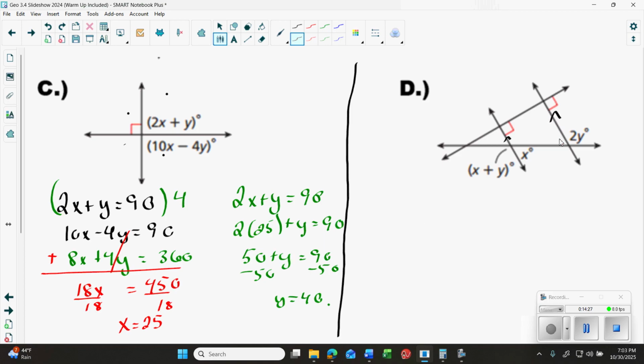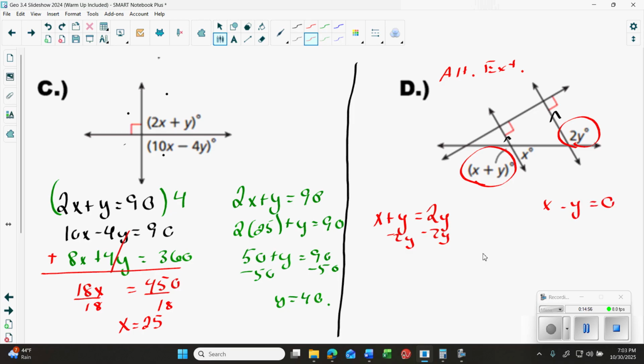There you go. That's going to open up some things. Starting off, let's start with this angle and this angle for alternate exterior. Alternate exterior angles are congruent. So, an alternate exterior here, right? So that's going to be x plus y equals 2y. And if I put this in standard form by just subtracting 2y from both sides, I have x minus y equals 0.